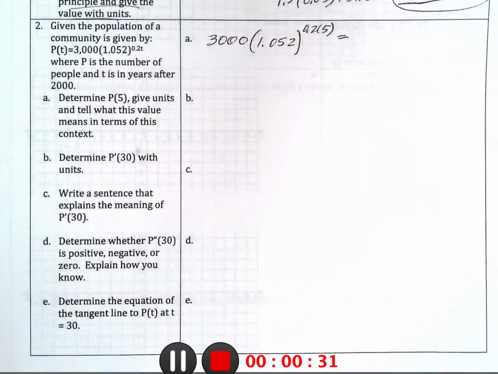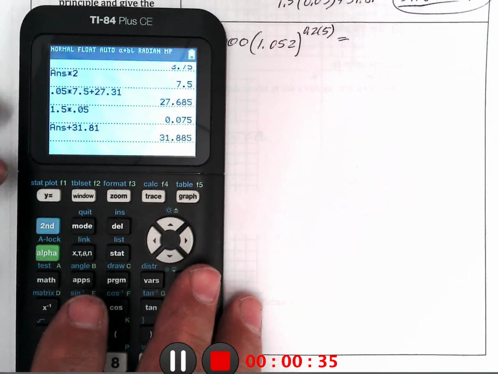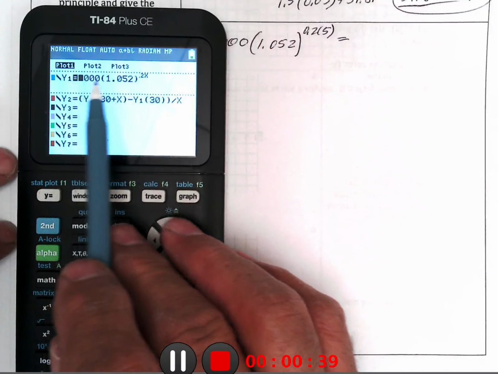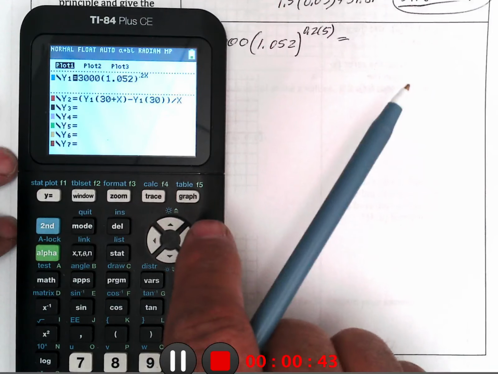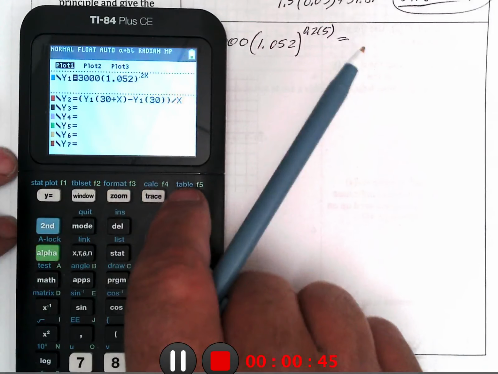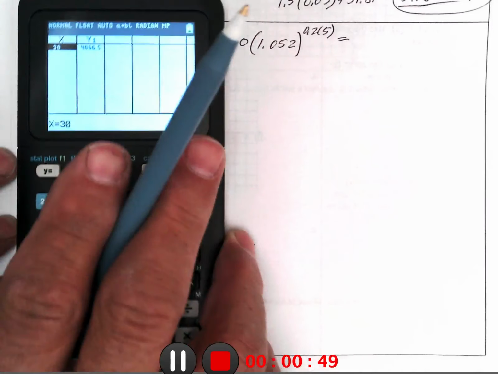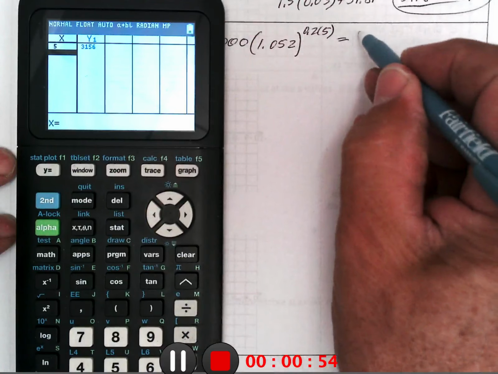So if I go to my calculator and make this easy on myself, I'm probably going to use this equation several times. So I'm going to type the equation in, which I've already done, and then I'm going to go to second table, and I'm going to put 5 in, and it tells me this comes out to be 3156.